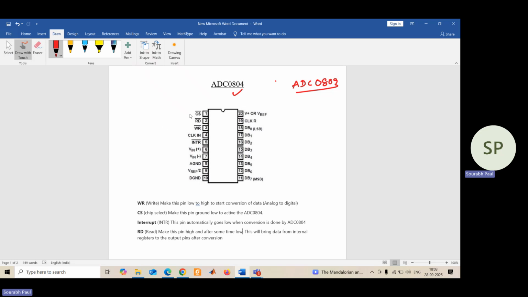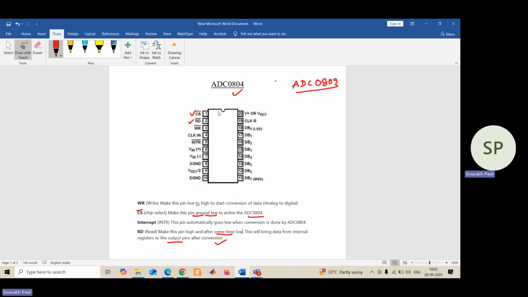So the first thing is CS bar. From the name itself you can understand that CS stands for chip select. You have to connect it to ground to activate the 0804. Then followed by RD bar. RD stands for read. You have to make this pin high and then low after some time. This will bring the data from the internal register to the output pin after conversion.